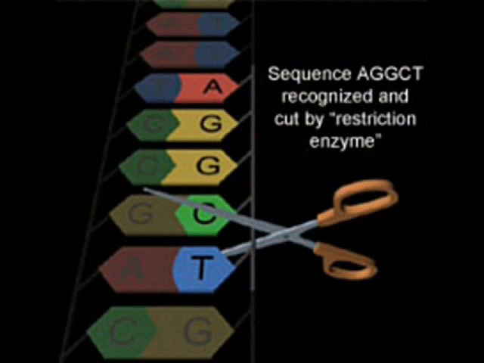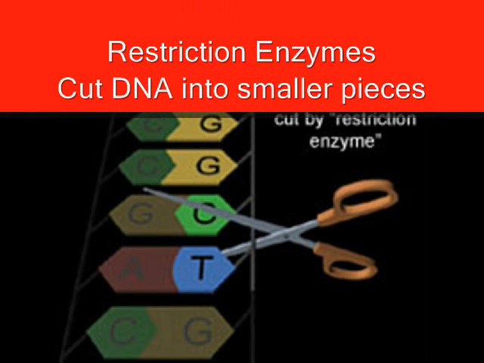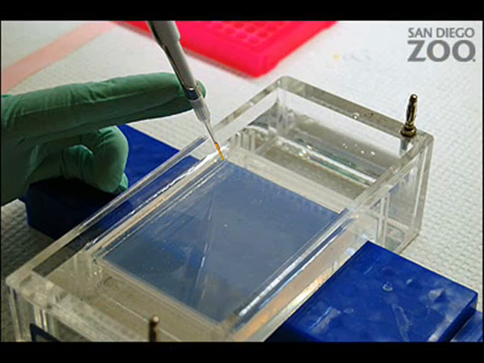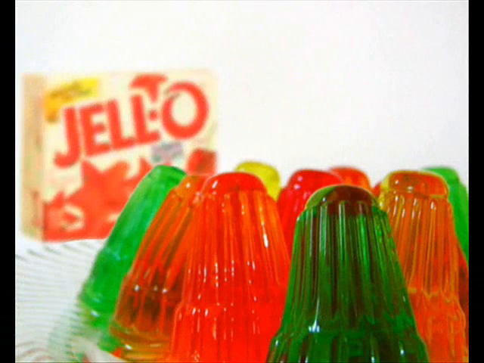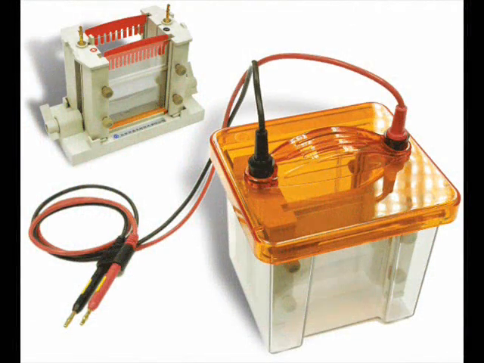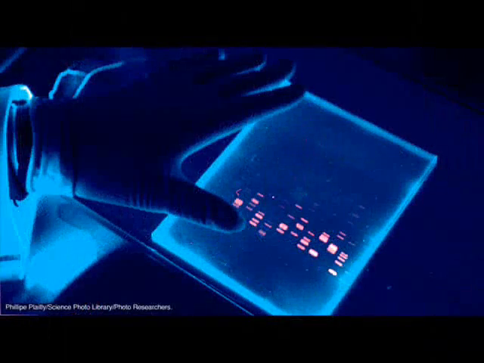Then scientists can cut long strands of DNA into smaller pieces using restriction enzymes. The DNA is then put inside a gel that has a consistency similar to that of Jell-O. Then the gel is subjected to a voltage, which will cause the bands of DNA to run through the gel.